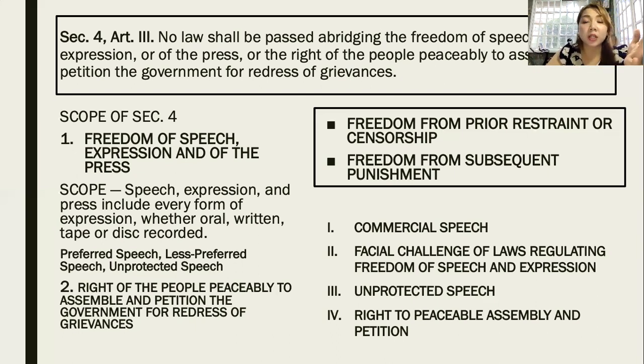What is subsequent punishment? These are sanctions or penalties imposed by the government on conduct amounting to speech or expression after publication or dissemination. What is freedom from subsequent punishment? It is a limitation on the power of the state to impose a punishment after publication or dissemination. So kung kanina censorship, ito after. It is a prohibition on systems of subsequent punishment which have the effect of unduly curtailing expression.